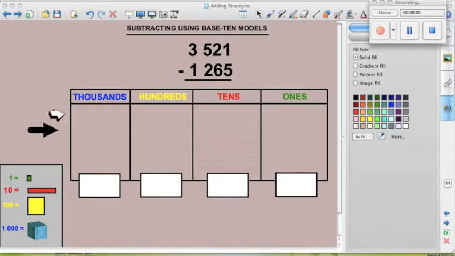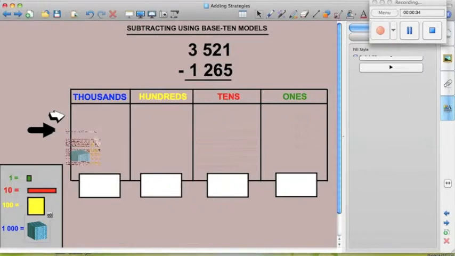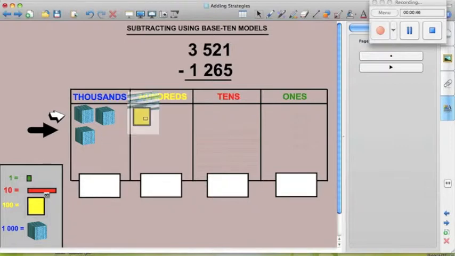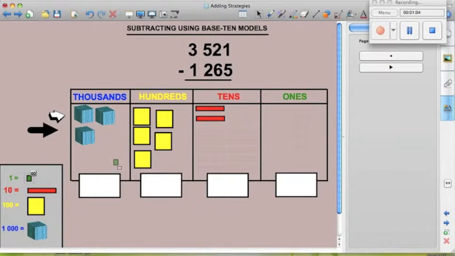3,521, in the place value chart using the base 10 blocks. So I start with the thousands column, and I have a 3 in the thousands column in my top number, so I'm going to go ahead and drag over 3 thousands cubes to show this. And moving over to my hundreds column, we can see I have 5 hundreds, so I'm going to grab 500 squares, 2, 3, like so, 4, and 5, and I have 2 in the tens column, so I'm going to grab 2 10 rods. And in the ones column, I have 1, so I'm going to go ahead and drag over 1.